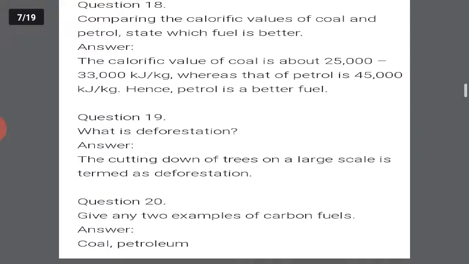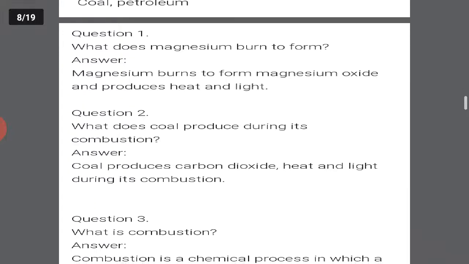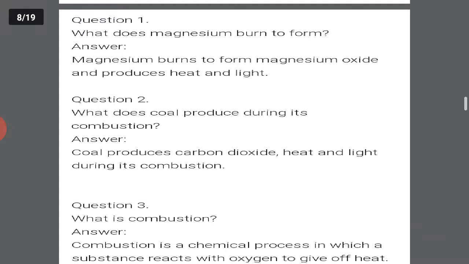Okay, what is deforestation? You also studied it in class 7th. Cutting down of trees on a large scale is termed deforestation. Give any two examples of carbon fuels. It is coal and petroleum. Okay, next questions.